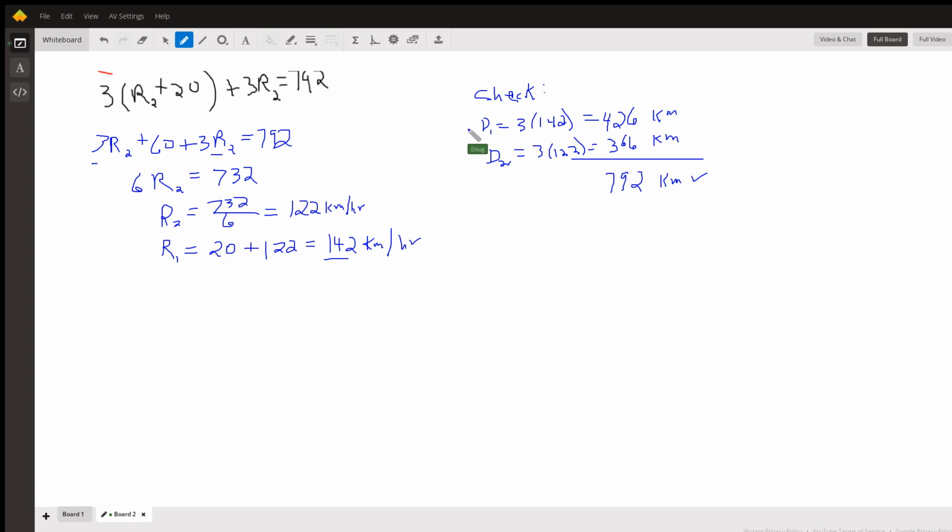And here's a check. How far did the faster train travel? 3 times 142, 426 kilometers is traveled by the faster train, and the slower train, 3 hours times a rate of 122 kilometers per hour, 366. If you add these distances together, you get 792. So we're comfortable saying that those are the correct answers.